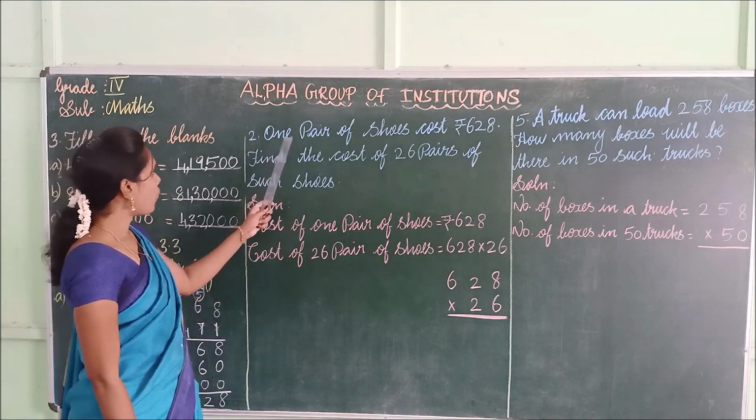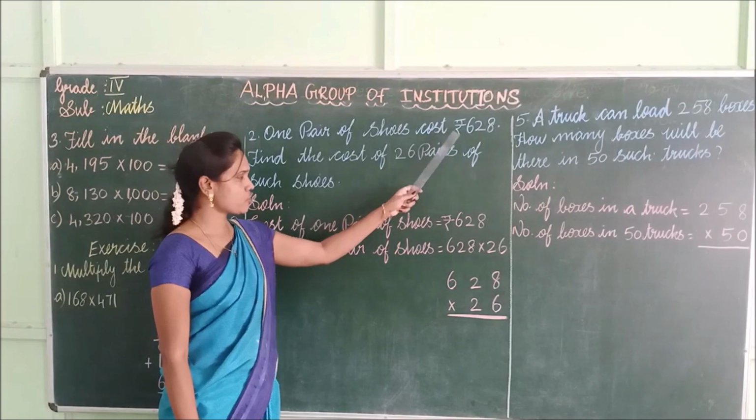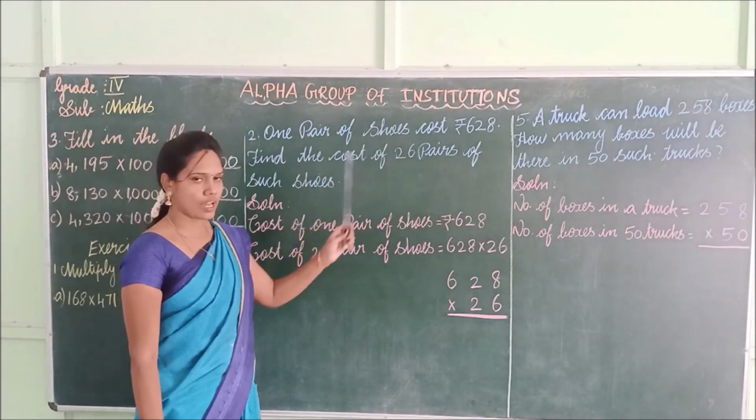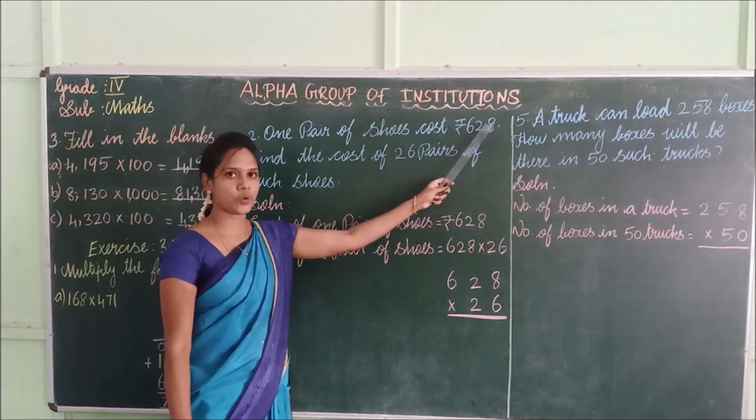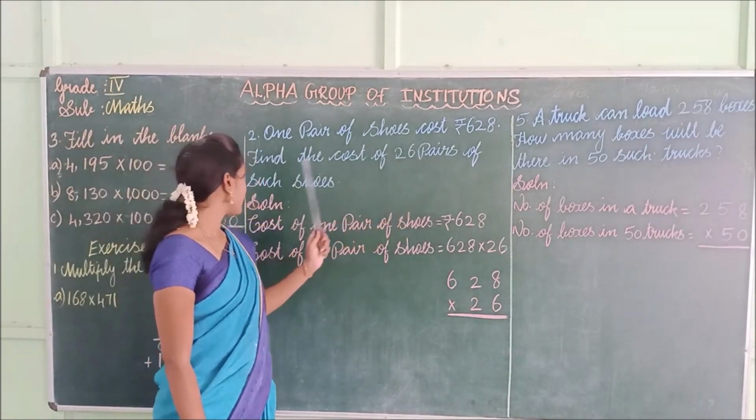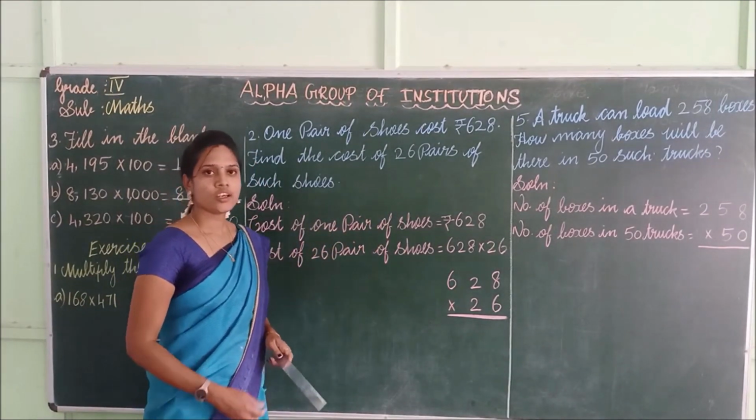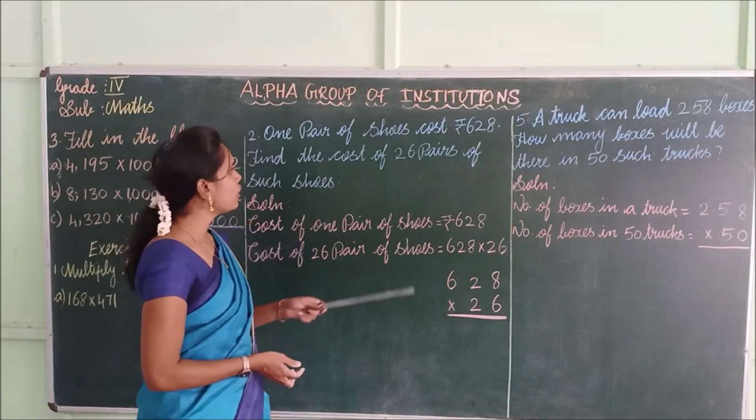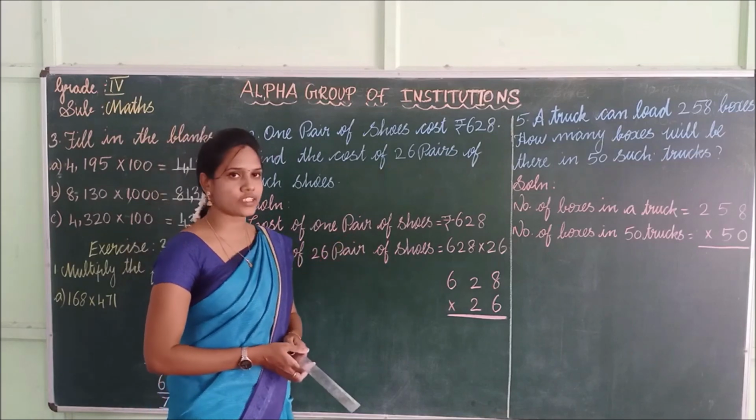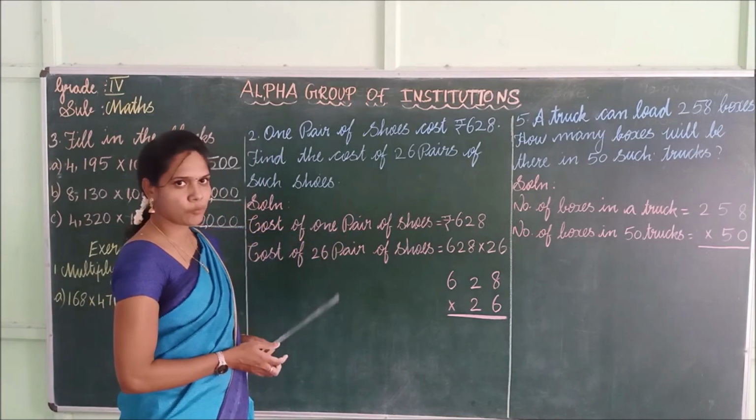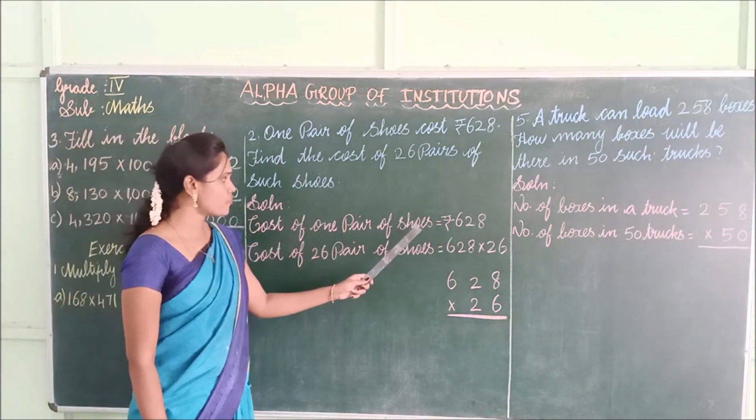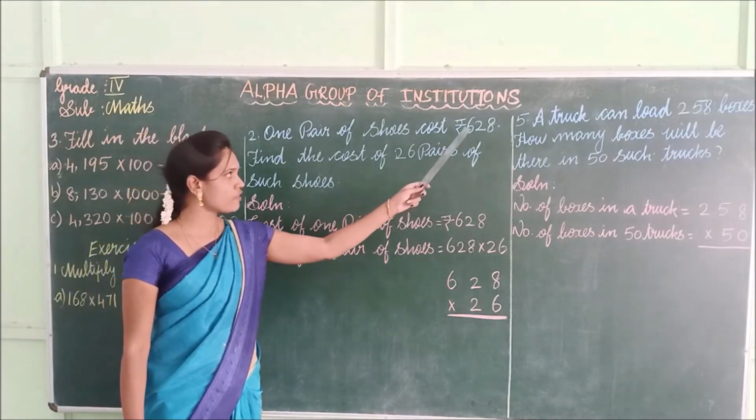See here. One pair of shoes cost rupees 628. Find the cost of 26 pairs of such shoes. So one pair of shoes cost is 628. They are asking to find out 26 pairs of shoes. Shall we do the problem now? Yes. See the solution here. Cost of one pair of shoes. So what is the cost of one pair of shoes?